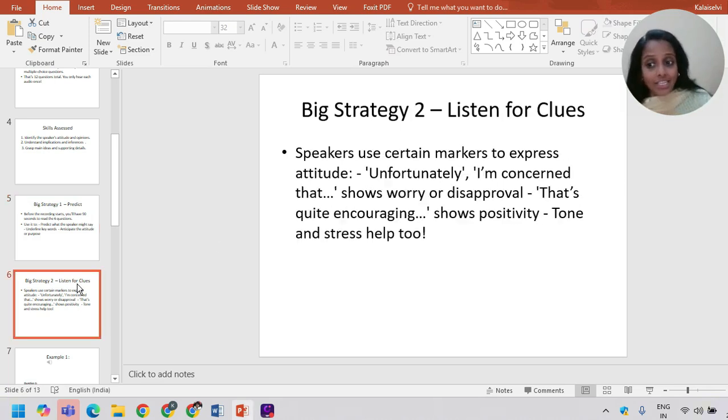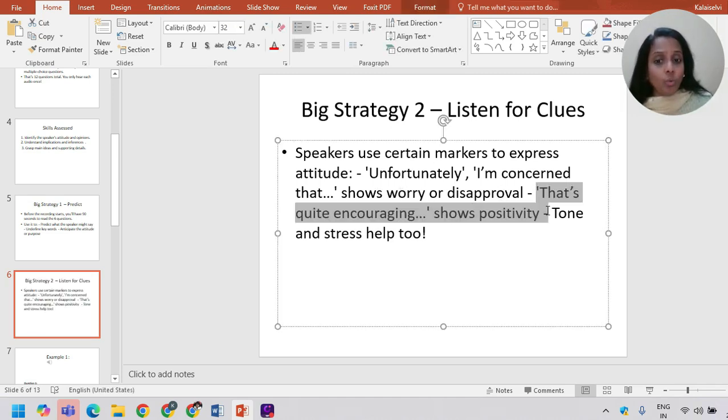The second important strategy is to listen for clues. Here, the speakers use certain markers to express their attitudes. For example, words like "unfortunately" and "I'm concerned that" show worry or disapproval. When they say "that's quite encouraging," it shows positivity. So the tone, the stress, the way they pronounce the words, everything matters here. You need to look for those particular markers of how they express their attitude.